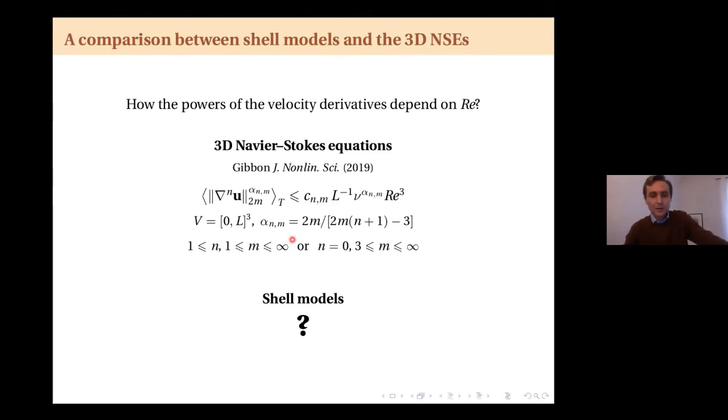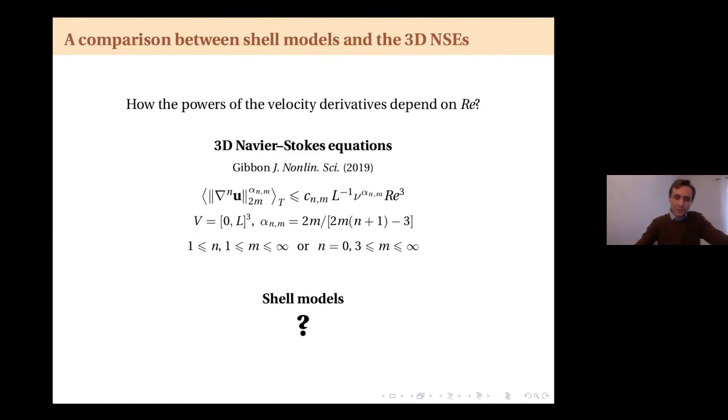So as John has explained in his talk, there is this extremely general result which encompasses a lot of previous results in the literature, which tells us how the nth derivative of the velocity and its 2nth moment depend on the Reynolds number. This is on a periodic domain and for several values of integer n and m. So the question is, can we try to obtain similar estimates for the shell model analogs of these quantities and compare the dependence on Reynolds of the two?